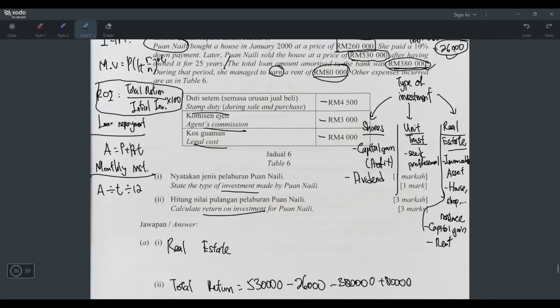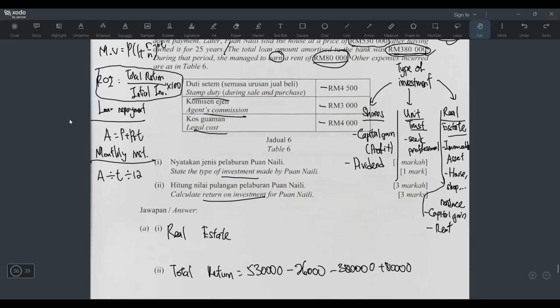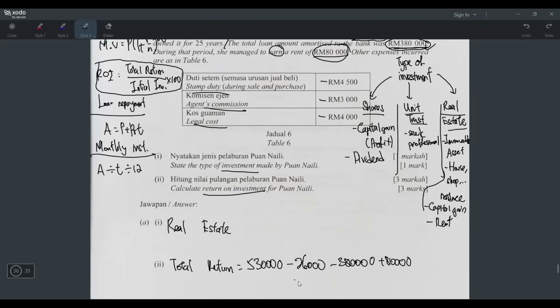Because rent is like a return also, right? Return means profit. So 80,000 is money coming in. When it comes in, your total return will increase. It's a type of profit. Okay, and then all the rest here you minus: minus 4500, minus 3000, minus 4000.